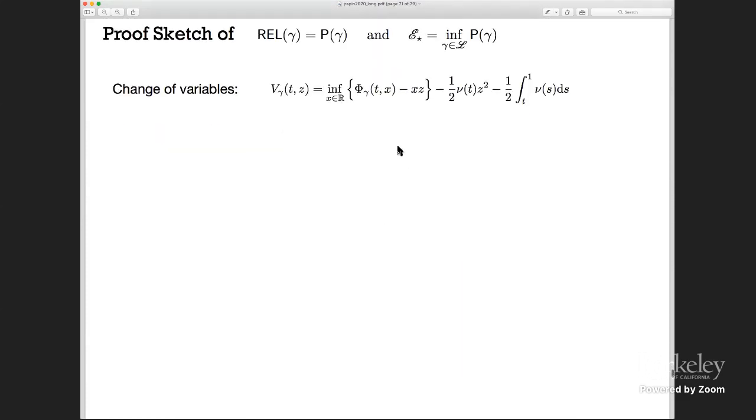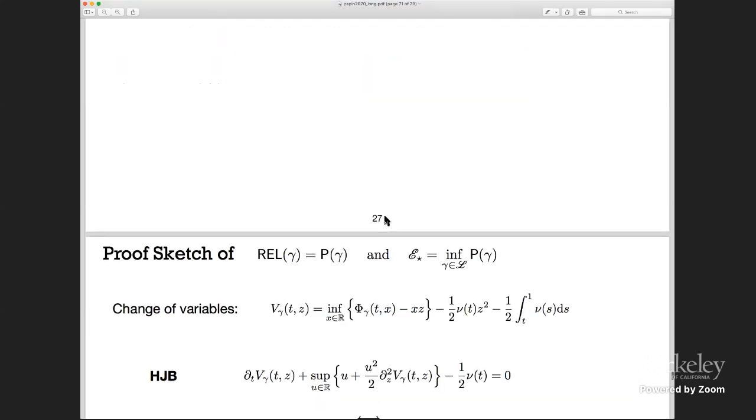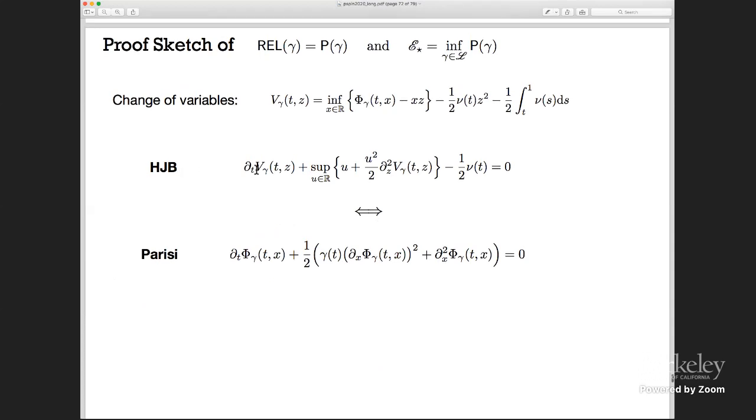Now, hopefully that PDE will turn into the Parisi PDE under some change of variables. So that was our hope. So let's do this change of variables. Let's consider that V be written as the Legendre transform of another function phi. And there are a bunch of other terms that just compensate, that are not very important, but the important part is this Legendre transform. So if you do this change of variables, then V satisfying this Hamilton-Jacobi-Bellman equation is equivalent to phi satisfying the Parisi PDE.